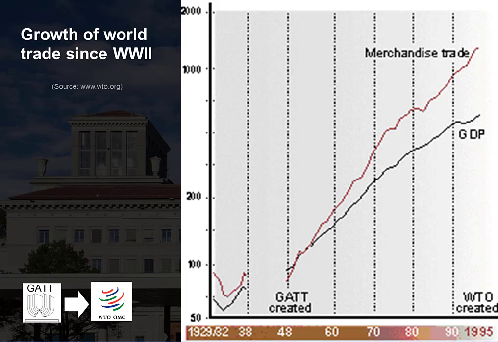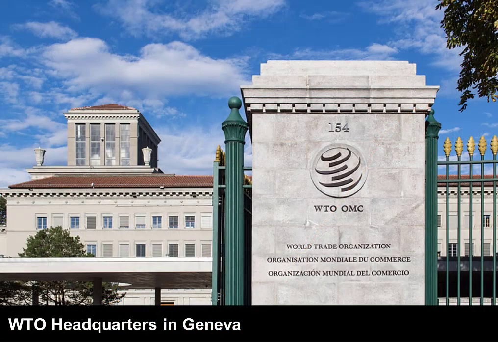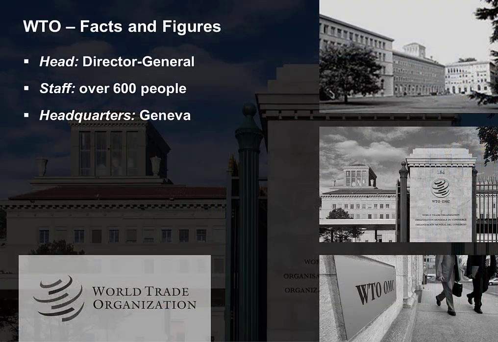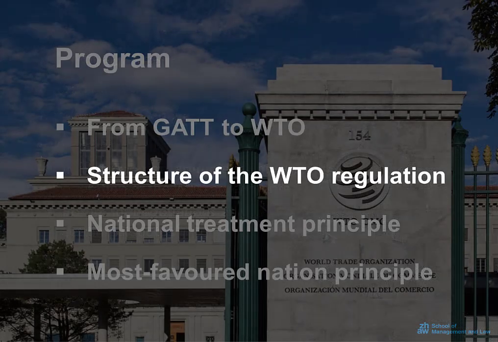Today, the WTO is headquartered in this building in Geneva. Its head is the Director General. It's a pretty big organization employing about 600 people. Its main tasks are to implement, administer and operate the WTO regulations and to provide a forum for negotiations and for settling disputes. The activities of the WTO center around the WTO regulations.